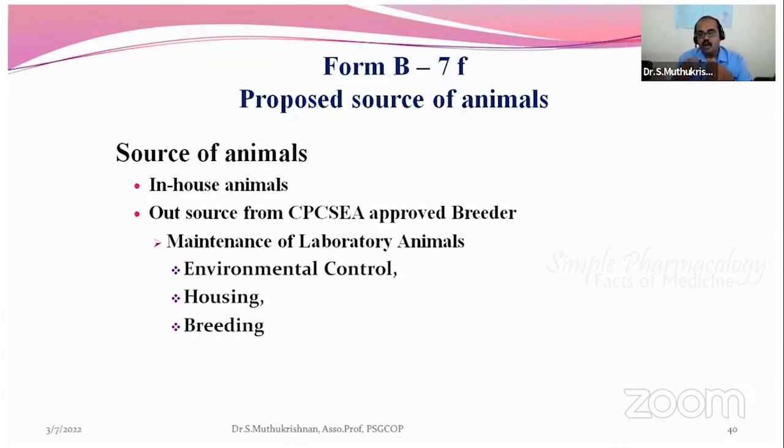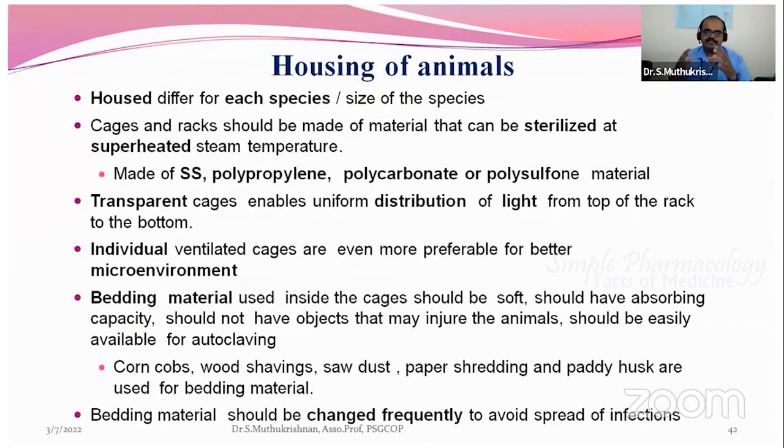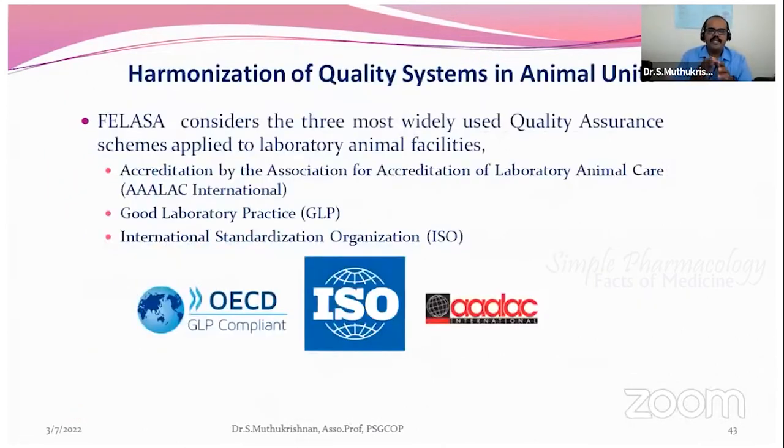But if you bring animals from outsource, the outsource must be approved by the CPCSEA breeder. So a CPCSEA breeder license is mandatory, and only from that source can you bring the animals. Once you bring the animals, you allow for quarantine. The breeder has to maintain all the parameters mentioned by CPCSEA: environmental control, housing of animals, individual housing, transfer housing, bedding material, and the various guidelines they follow.